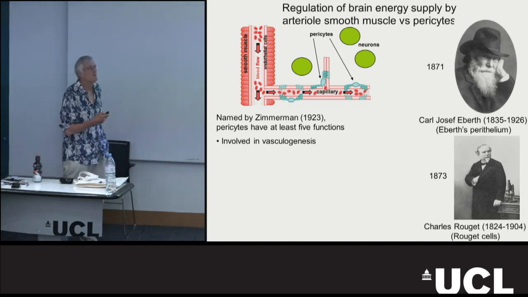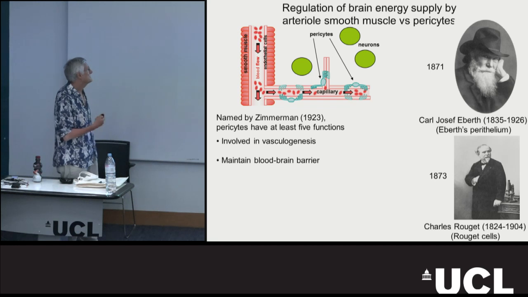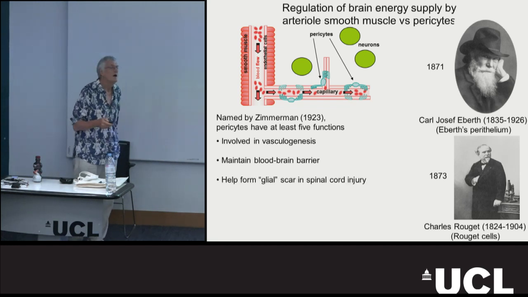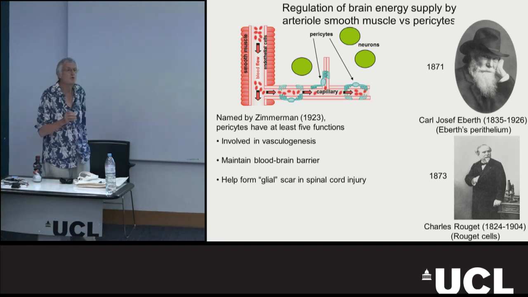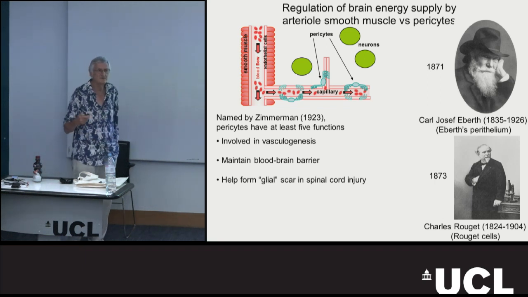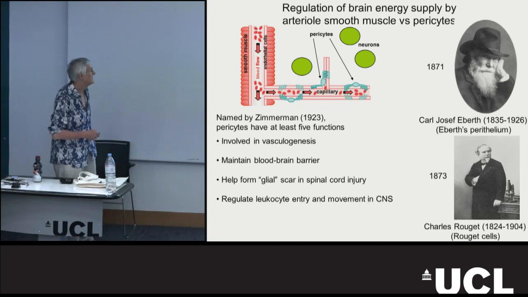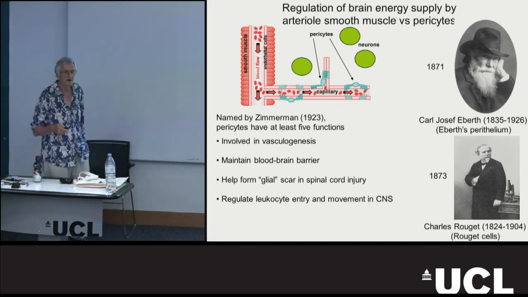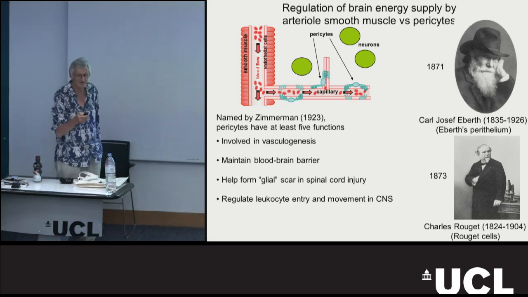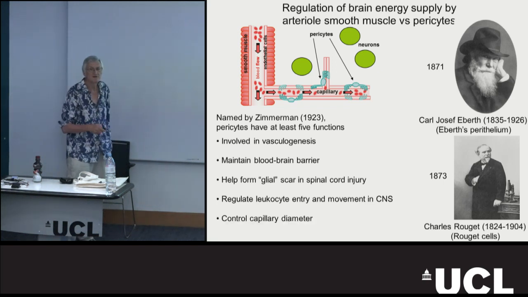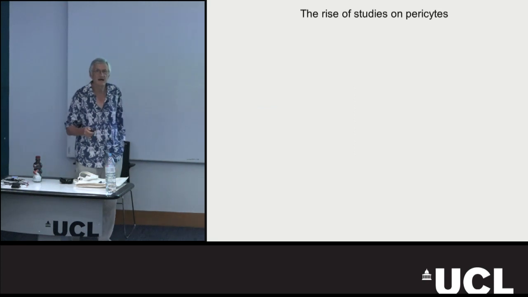They're involved in the formation of blood vessels. They maintain the blood-brain barrier. After pathology in the brain, like spinal cord injury, they help to form the core of the so-called glial scar, even though they're not glial cells. They regulate immune cell trafficking in the brain, both entry across blood vessel walls and also movements once they've got into the brain. And finally, and what I'm going to talk about today, they control capillary diameter.